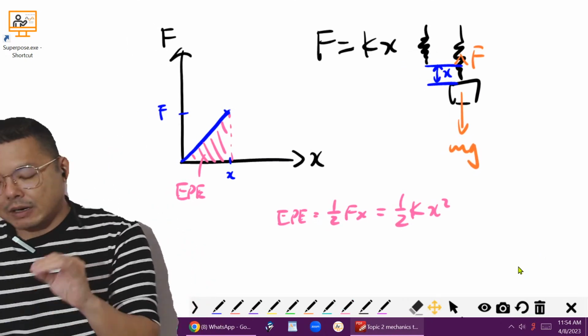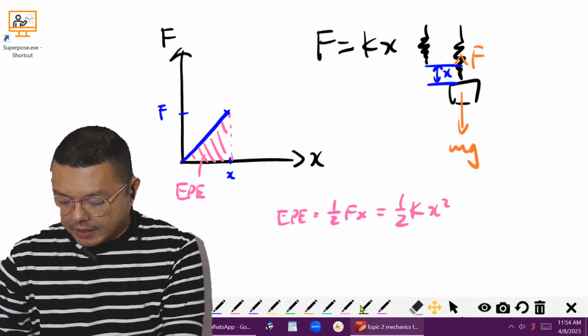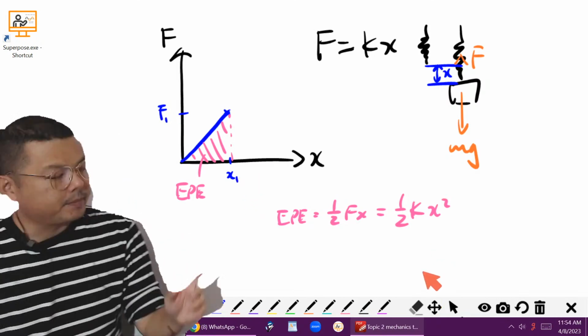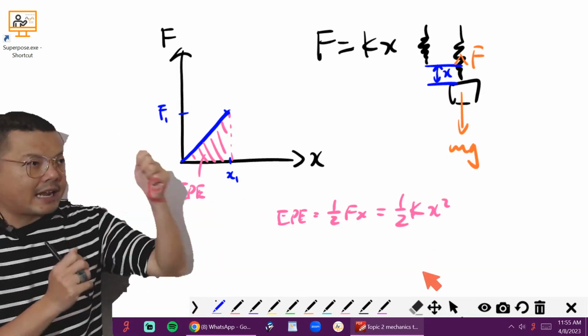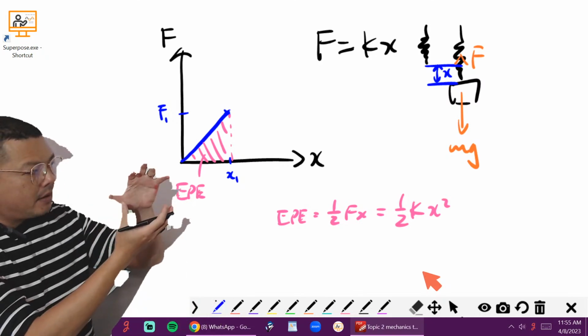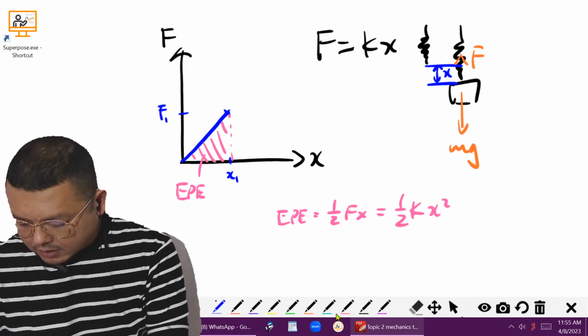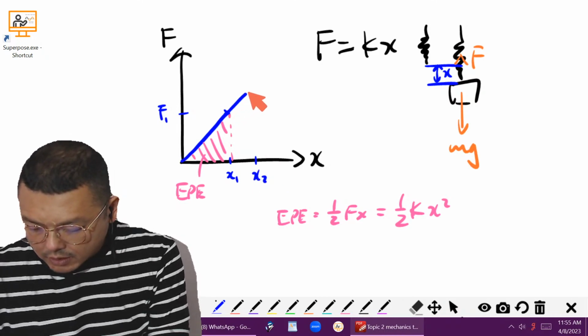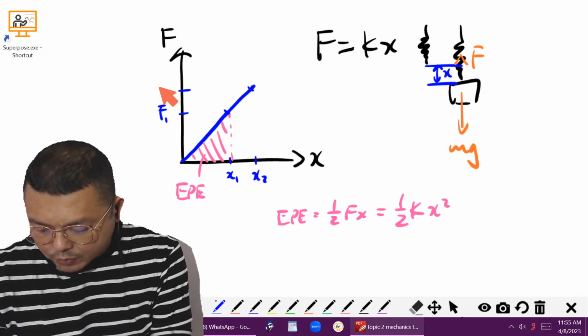They don't like to ask this question. They like to ask something else. They like to ask this. Right? Let's say this is x1 and this is f1. Okay? Let's say you add on another mass and the extension increases. Right? Let's say the new extension is here, x2.